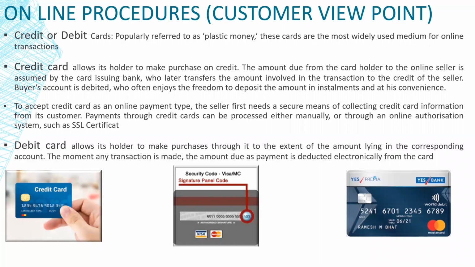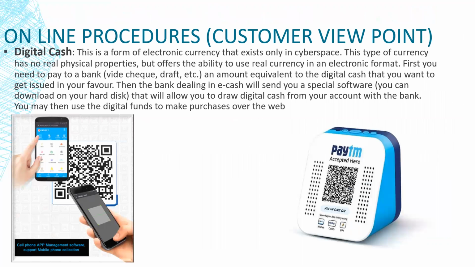Now, a credit card allows its holder to make purchases on credit. A debit card allows its holder to make purchases to the extent of the amount lying in his account, which is linked with the debit card. To accept credit cards online, the seller needs to secure a means of collecting credit card information from the customer. Then the business has to get that money from the bank, and eventually the bank debits your account on the stipulated date. Digital cash, you are very well aware of Paytm, Google Pay. That is nothing else but digital cash.